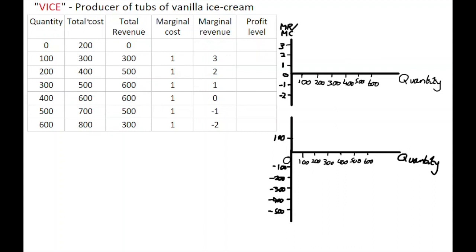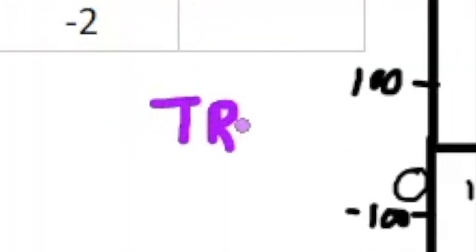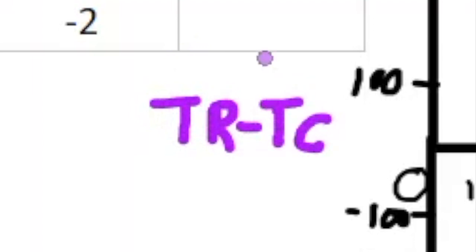So what we have here is a firm we've used previously, Vice, which is a producer of tubs of vanilla ice cream. We have information in relation to their costs, their revenue, their marginal cost, marginal revenue, and their profit level as well. All this information in the table is what we've produced before. To work out the final remaining part of this table, the profit level, well, profit level is the total revenue of a firm minus the total cost of a firm.